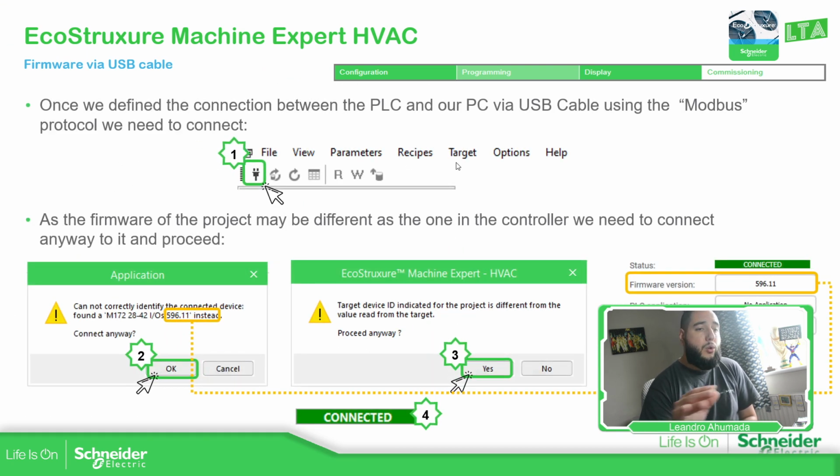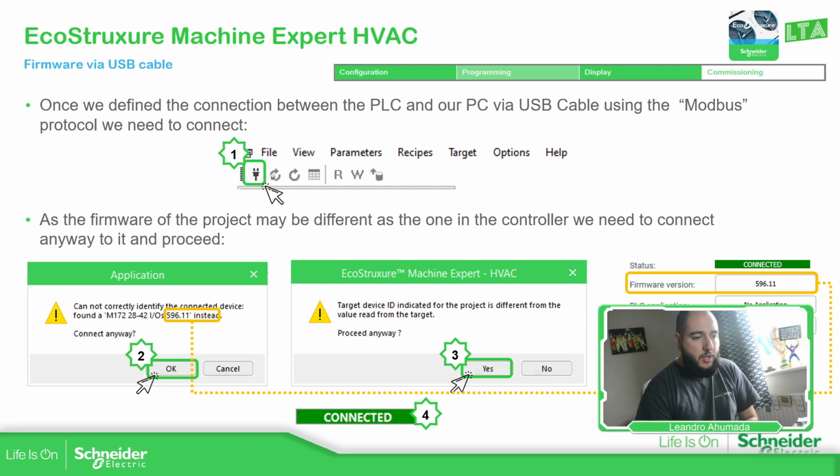now it's time to connect. Depending on the version that we have in the controller, we get different pop-up messages. In this case, if you have the message "cannot correctly identify", it means that it's a different PLC or the firmware version is different from the one that you already defined in the project.